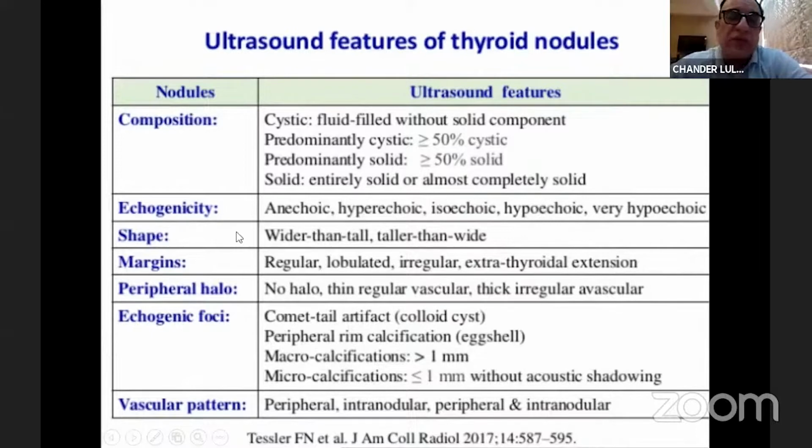So anechoic, of course, reflects the carotid artery, and hypo and very hypo are the sternocleidomastoid and darker shades of it. And the thyroid is isoechoic. Then we look at the shape.